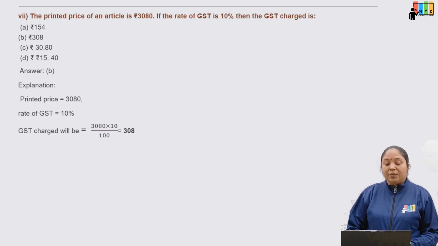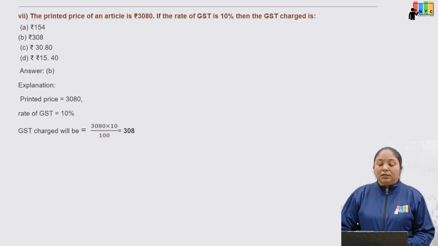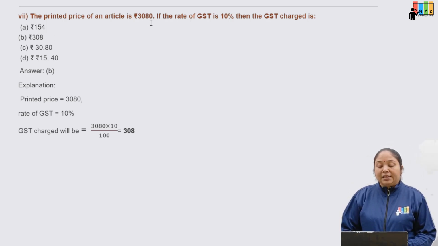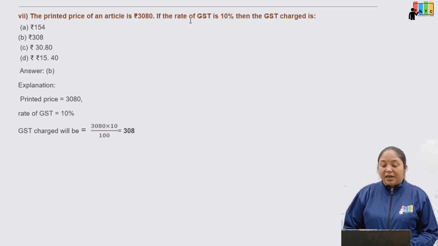Now let's see question number 7. 7 is from unit 1. The printed price of an article is 3080 rupees. If the rate of GST is 10%, then the GST charge is. Now here rate of GST is given. We need to find out the GST charge.